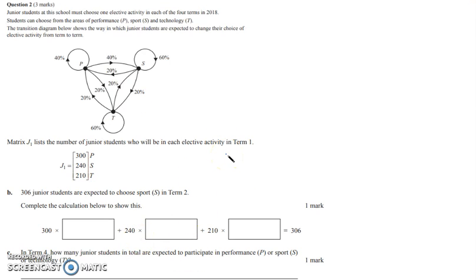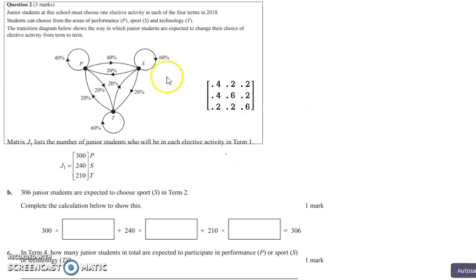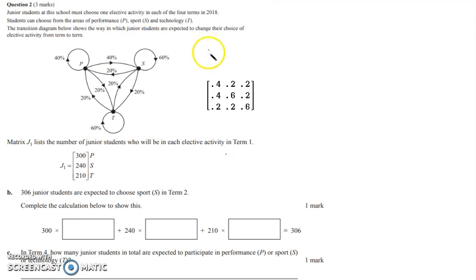Before you can complete any of these questions, one of the things you should do when you're doing a transition matrix is make the T matrix, which shows all the percentages as decimals, shown in matrix form. We could label this with the subjects P, S, and T, and this would be P, S, and T in the next term. So this term and next term. We need to make sure we create this matrix, and then we can start doing the calculations required in the question.